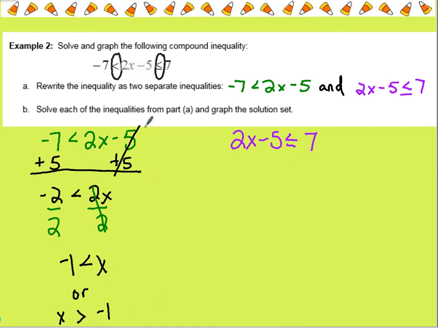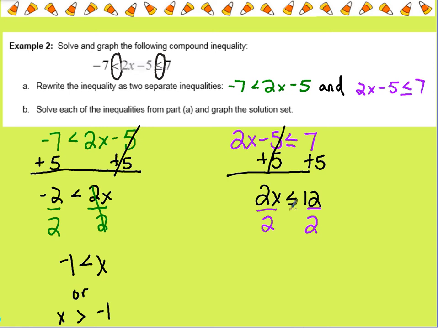Remember, our steps are always going to be the same, so if I added 5 first over here, it is now time to add 5 over here to get x alone. Over here I divided by 2 on my second step, so now it's time to divide by 2. And we have x alone. X is less than or equal to 6.